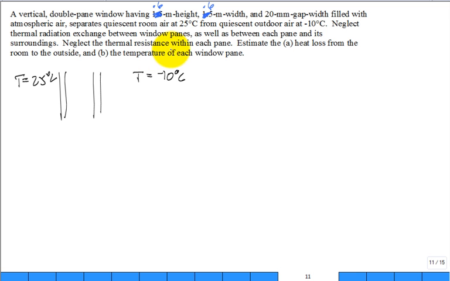Also neglect thermal resistance within each pane, meaning you could have a slightly different temperature on the left side and the right side of each of those window panes, but if it's negligible thermal resistance, you just talk about one temperature of the glass, that window pane, and one temperature there. So we have 4 temperatures that are unique. The temperature of the air on the inside, the temperature of the air on the outside, the pane window on the inside, and then the pane temperature on the outside. Estimate the heat loss from the room to the outside.